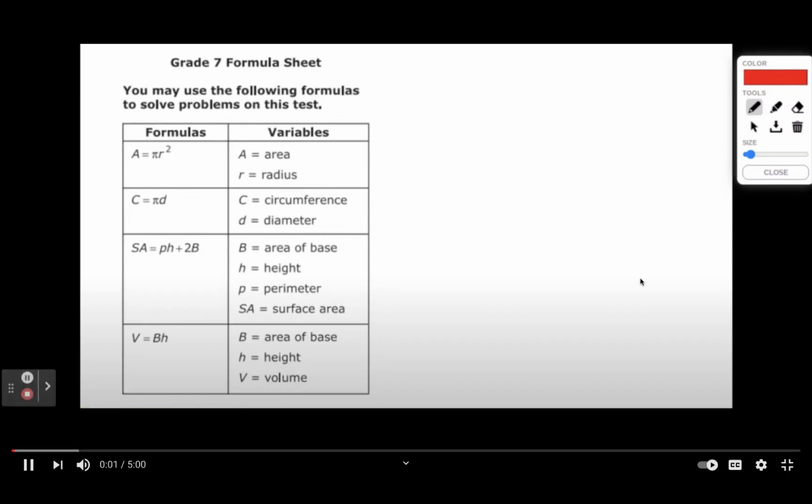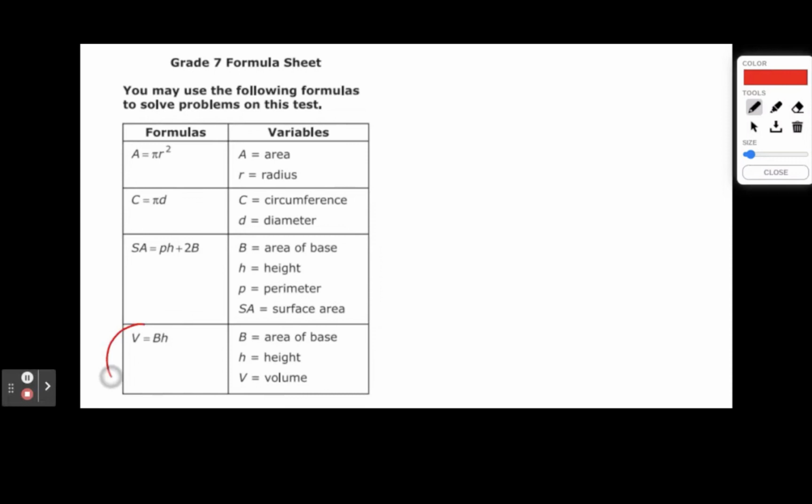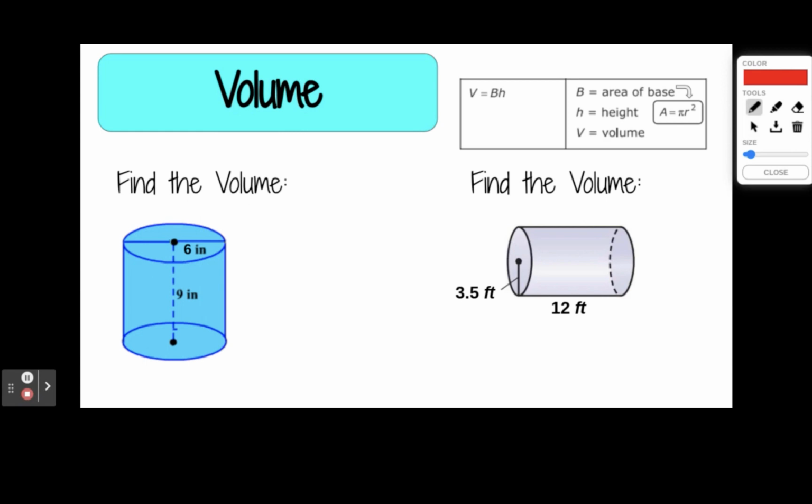Hi, seventh graders. In this video, we're going to be looking at how we can use our MCA formula sheet to find the volume of a cylinder. Here we have a couple examples where we're asked to find the volume of two different cylinders. You can see cylinders are made up of two bases. They have a top and a bottom base that are both circles, and then they kind of have that tube going around the middle.